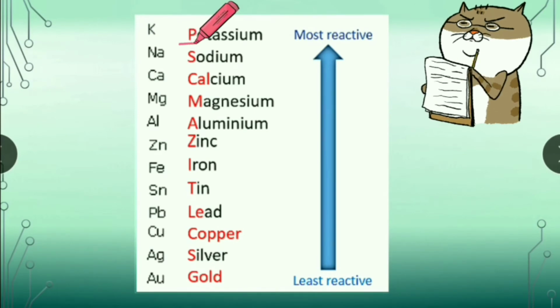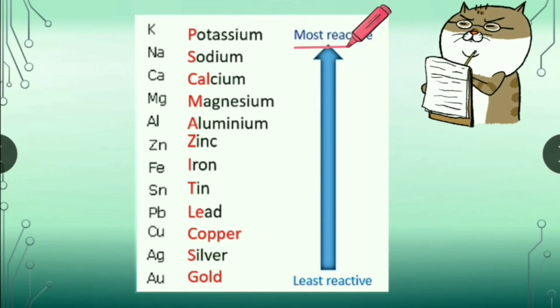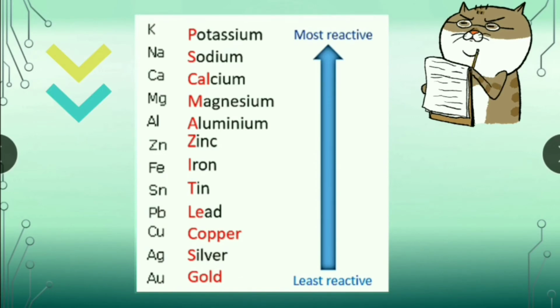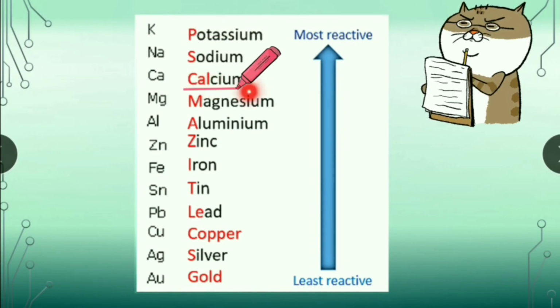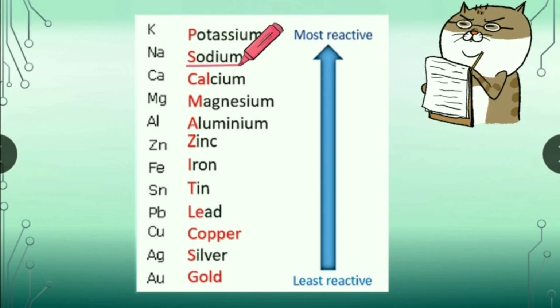Now here we can see potassium is on the top. So it is the most reactive metal. That is why it is kept on the top of this series. As we come down in the reactivity series, the chemical reactivity of metals decreases gradually. For example, sodium is less reactive than potassium. Then calcium is less reactive than sodium. Magnesium is less reactive than calcium. Then aluminium is less reactive than magnesium.